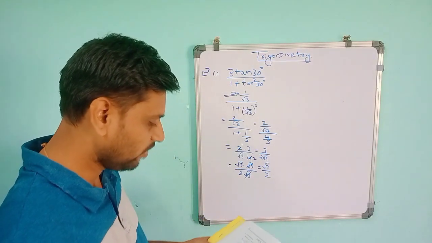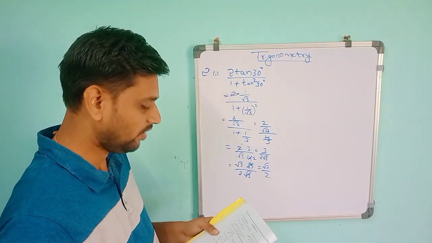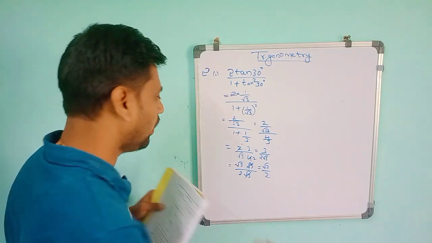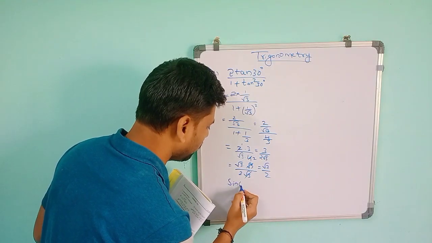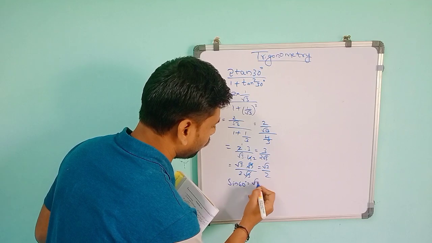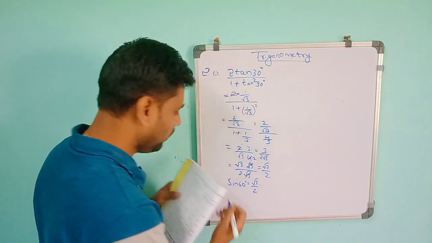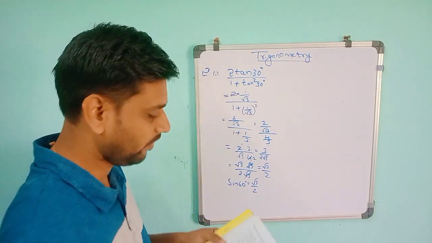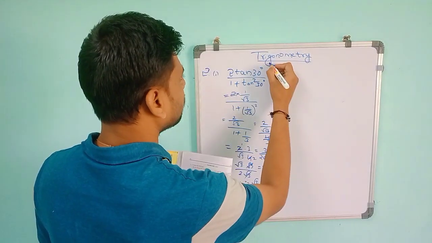So if you check the options, first one sin 60 is there. So sin 60 value is root 3 by 2. So answer will be sin 60. Sin 60 is equal to root 3 by 2. So option will be A, that is sin 60 degree. Like that, second one.